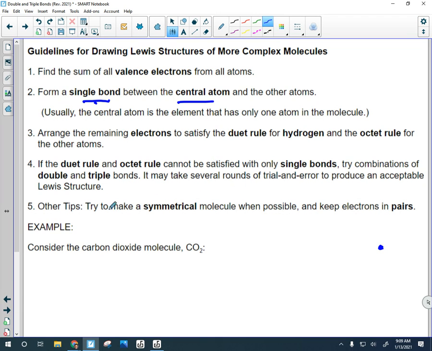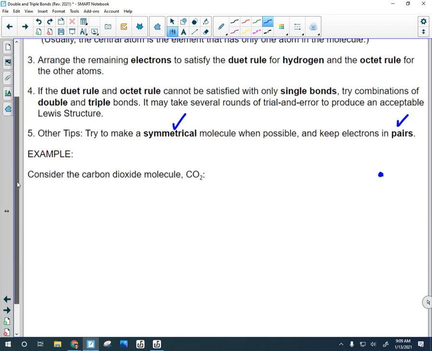Another important tip, try to keep symmetry when you can. So you don't want to have a bunch of electrons on one side of a molecule and not a lot on the other. And then your electrons will always be in pairs. So we're not going to have individual electrons by themselves. All right, so carbon dioxide, very common molecule.